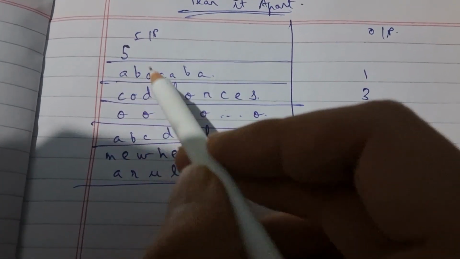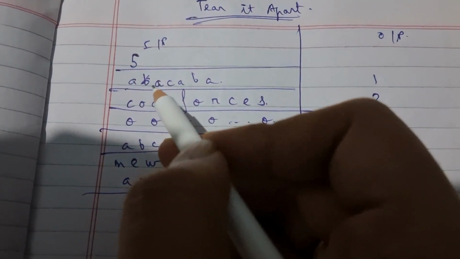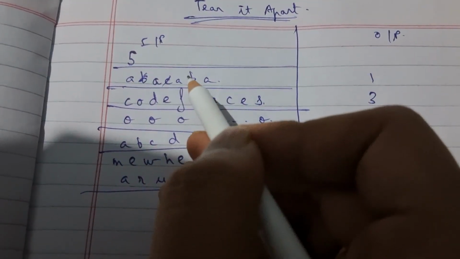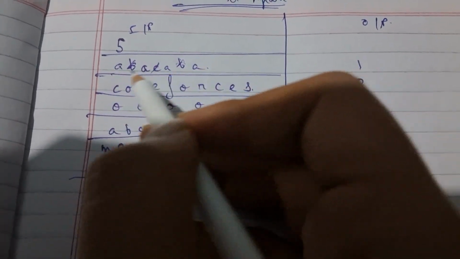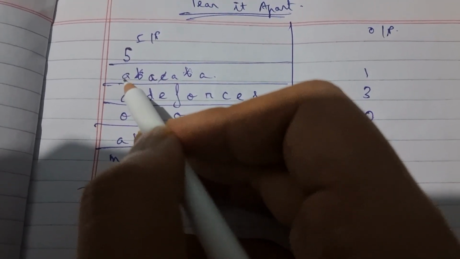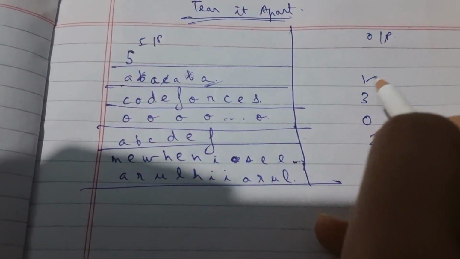So for this, a b a c a b a, you can choose b and c since both are non-adjacent, and then you can choose b because these are also non-adjacent. So if we delete them, the string becomes a, right? So how many times did we need to traverse it? We needed to traverse it one time.